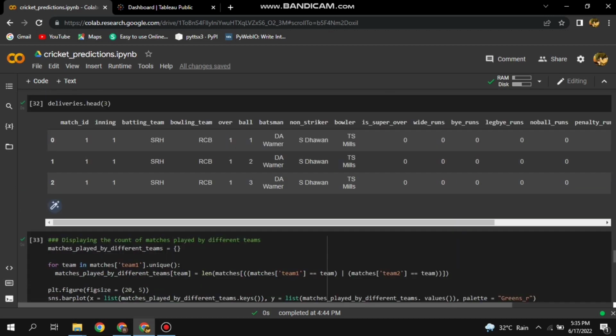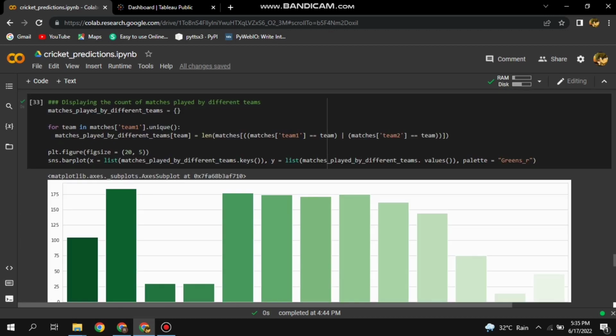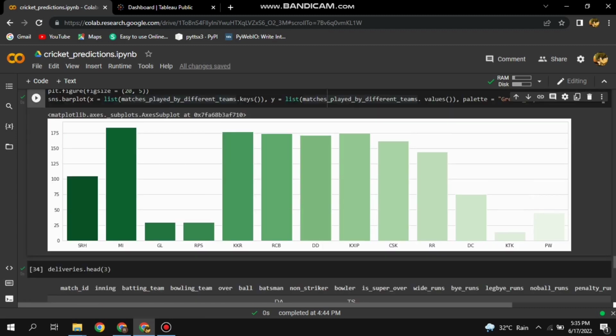And after that, I displayed a chart related to the number of matches played by different teams, because some teams played for only 1 or 2 seasons, and some from the beginning to the end. Here, as we can all see, Kochi Tuskers Kerala, Pune Warriors, Delhi Capitals, Deccan Chargers and Gujarat Lions all played for about 3-4 seasons only.